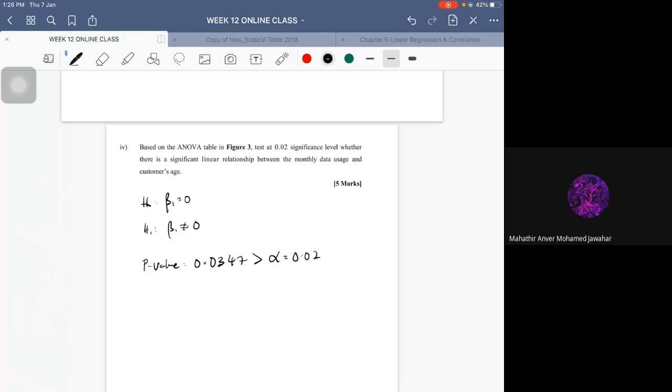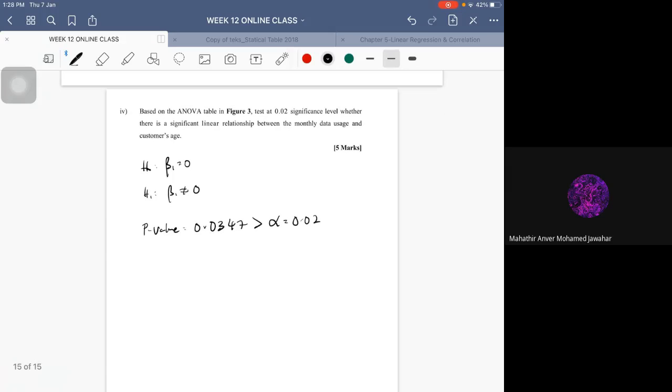So according to the rule, if the p-value is greater than alpha, do I reject or do not reject? Do not reject. Exactly. For this case, if it's greater, then we do not reject the H null. So what does it mean by do not reject H null? It means that H null is actually correct, that our gradient is actually going to equal 0. Having a gradient equal to 0 means that there is no relationship between x and y.